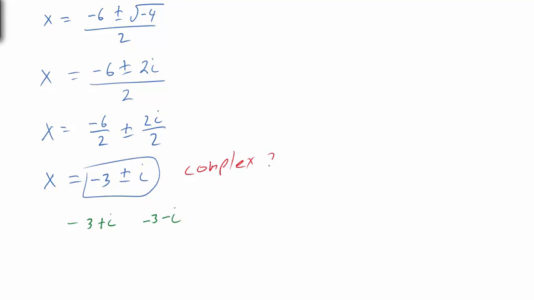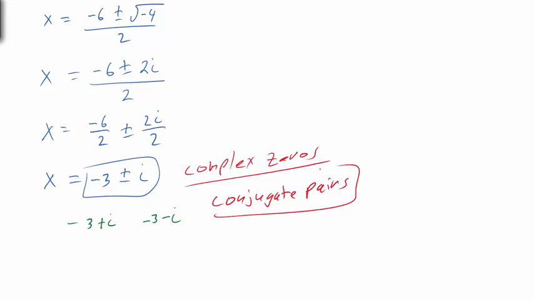So anytime you have complex zeros, your complex zeros will always occur as conjugate pairs. That tells us you're always going to have an even number of complex zeros. So if you have negative 3 plus i, then negative 3 minus i is also going to be a 0. They're always going to occur as conjugate pairs.